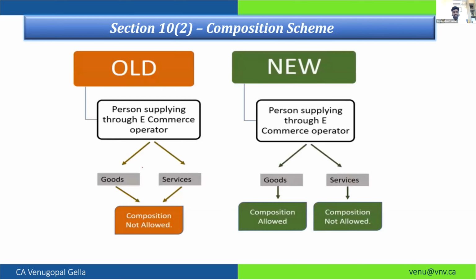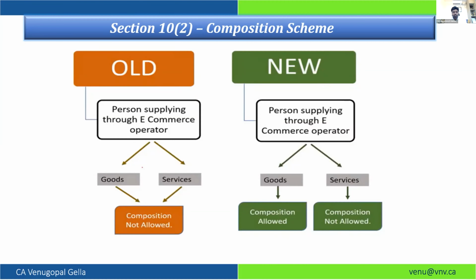This is the summary of the previous slide. Before the amendment, there is a restriction on both suppliers of goods and services. Both are not eligible to opt for the composition scheme. But now, post amendment, there is a restriction only on the service provider. Whereas the supplier of goods, even if he supplies goods through the e-commerce operator, is allowed to opt for the composition scheme.